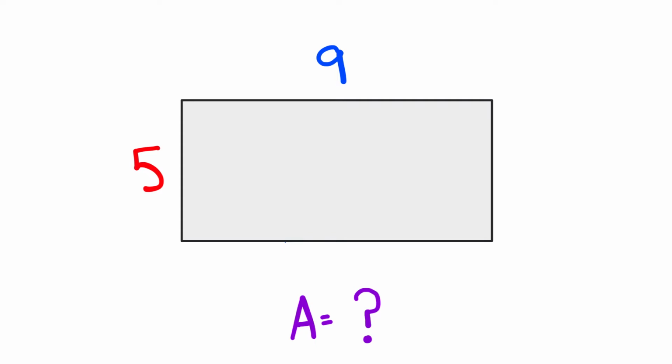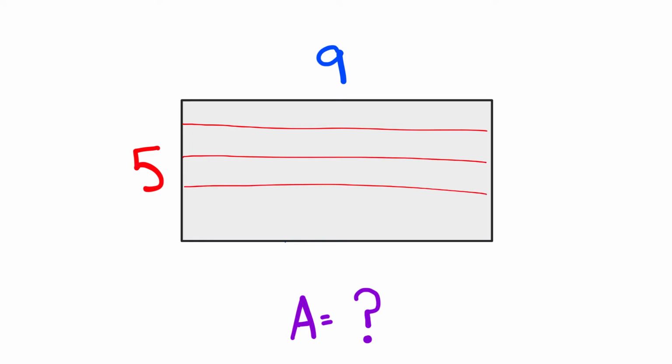Now, some of you would be able to just tell me what the area is because you've just memorized how to find area of rectangles. It's length times width. That's fine. But I really want you to understand why that is. The reason behind how we find area is when I say something's 5 units tall, that means you could separate it into 5 bars. And each of those bars is 9 units long.